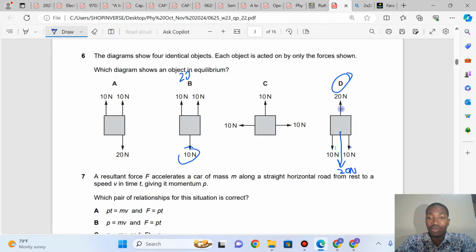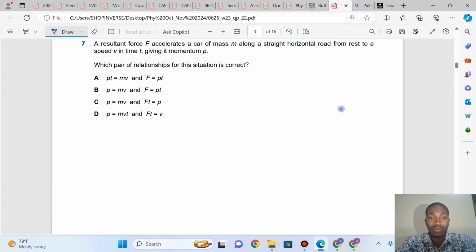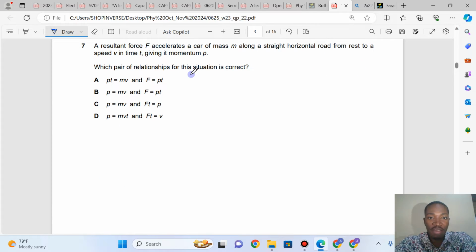We go straight to question number 7. A resultant force F accelerates a car of mass m along a straight horizontal road from rest to a speed v in time t, giving its momentum p. Which pair of relationships for this situation is correct? P times t equals mv.